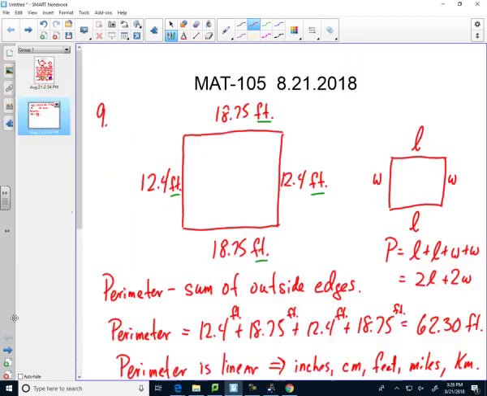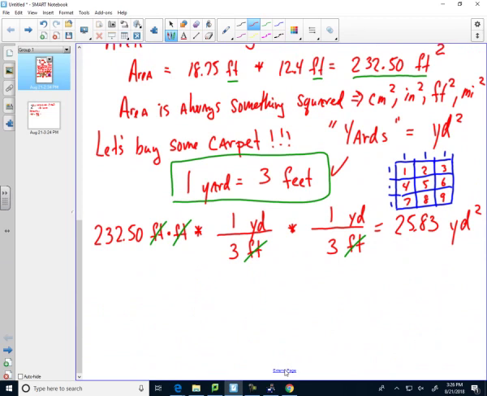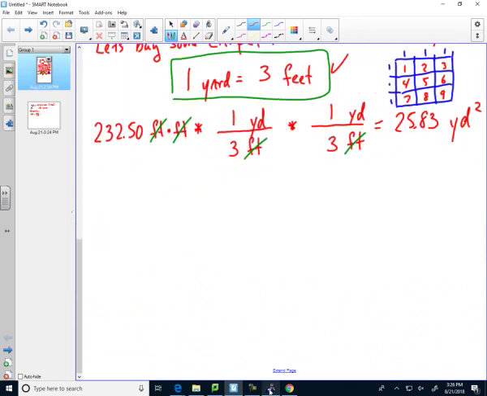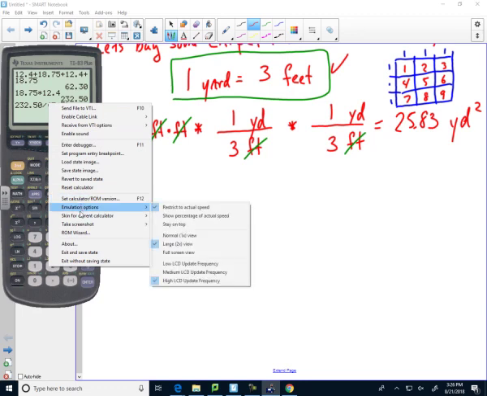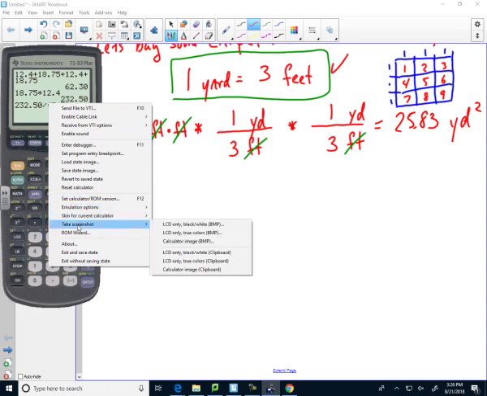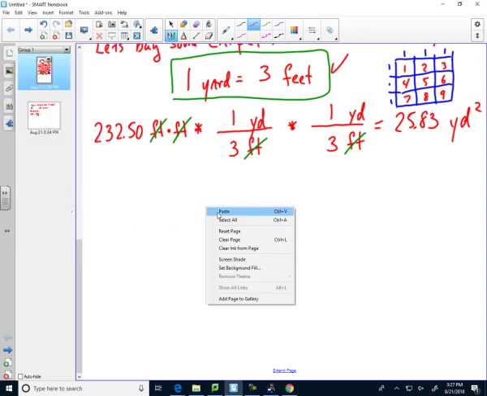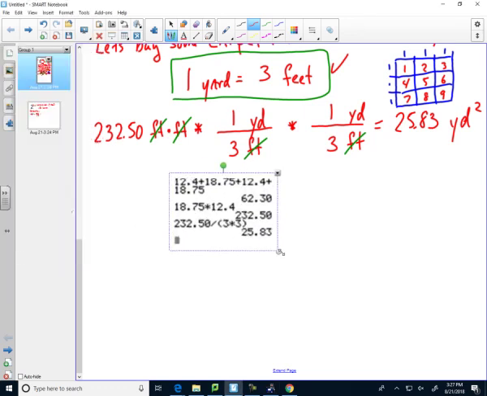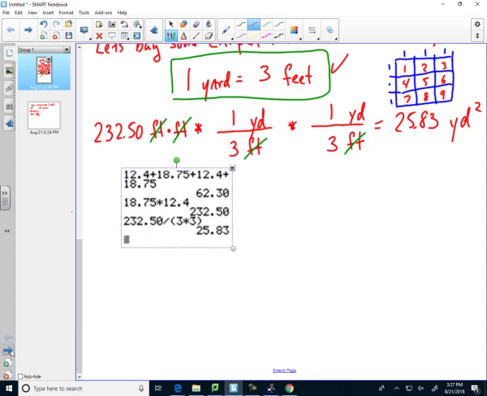Let me do this real quick. I need to pull this out and put it on this page. Take screenshot. Some of these virtual calculators are a lot easier. You can just pull it out. This one you got to work at it a little harder.